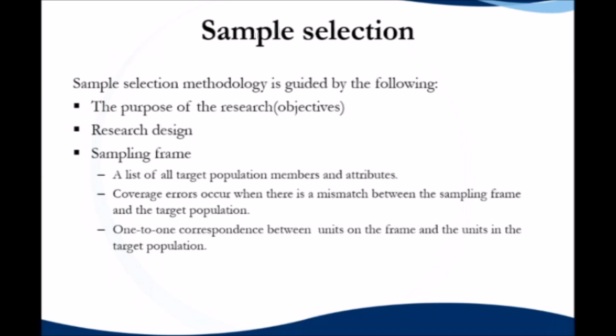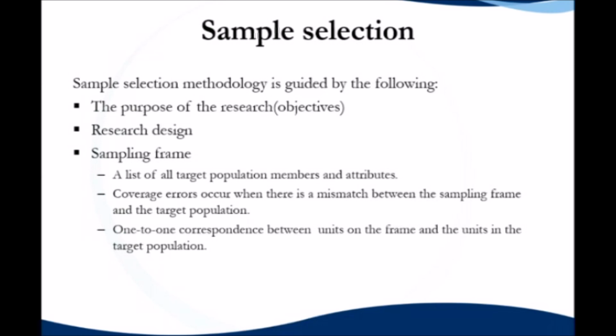The design. So you need to have a sampling frame for you to be able to do a probability sampling approach, which is a list of all the target population members and the attributes. So you need to have a sampling frame. If you are going to do small, medium enterprises, you need to have a list of those enterprises if you are going to do a probability sampling approach.